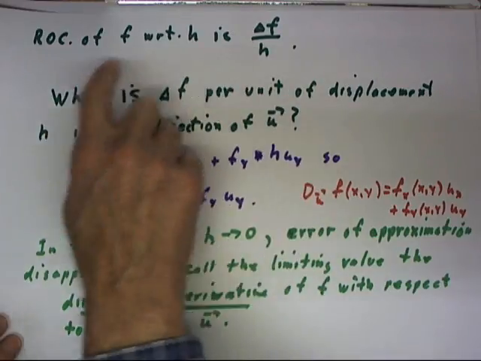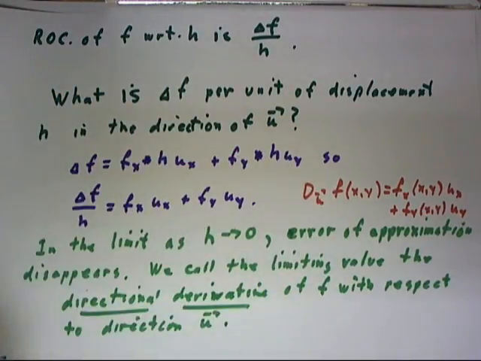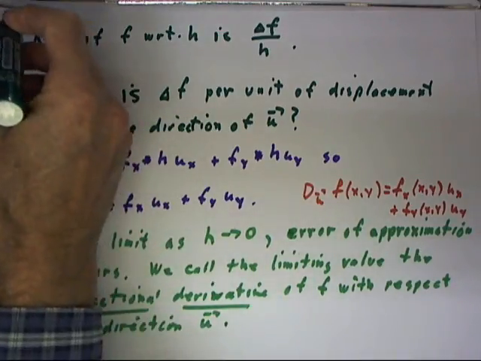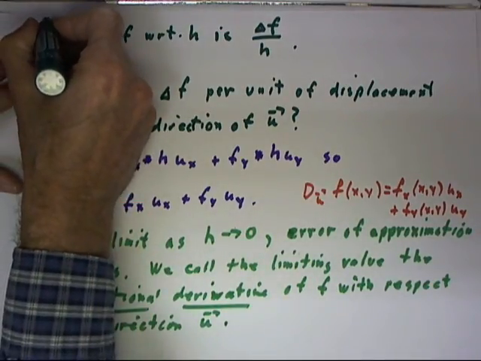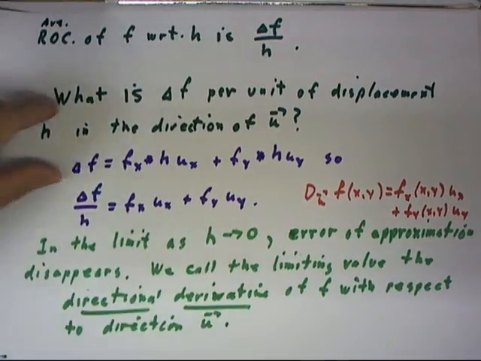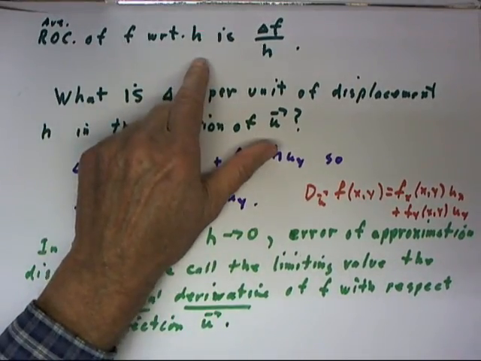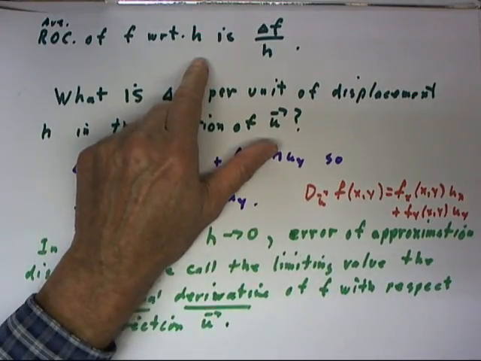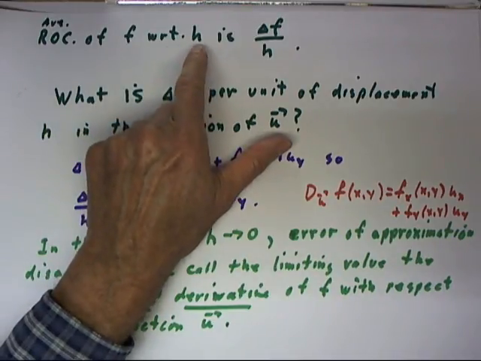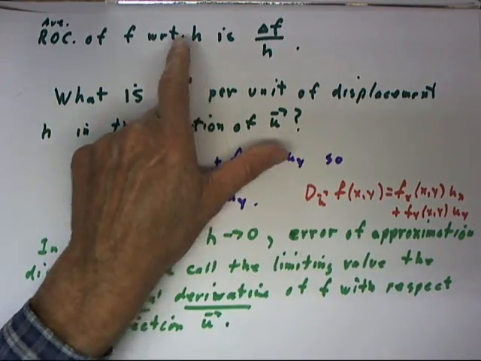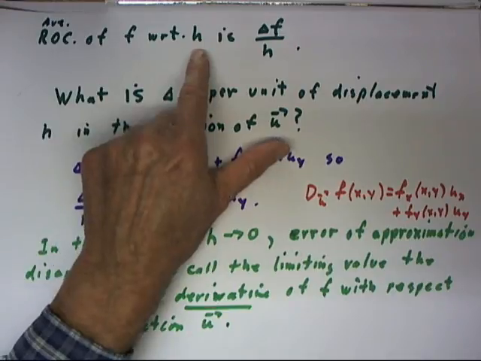This isn't quite an accurate statement. We should probably call this the average rate of change of F with respect to h, and not using h quite correctly here. There are some technicalities in this, but you should get the idea.